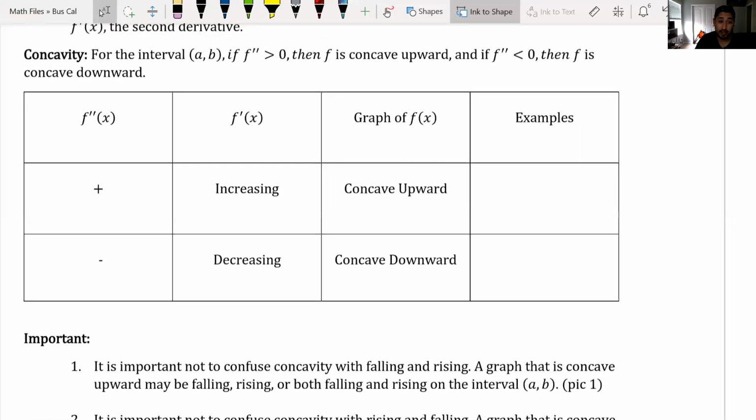If the second derivative is positive and the first derivative is increasing, this means the graph of the original function will be concave upward. Being concave upward looks like that. Second row, if the second derivative is negative, the first derivative is decreasing, which means the original function will be concave down. So this is concave down. Okay, so this is what we're going to be looking for when we make our sign charts. We're going to be looking for max and mins, we're going to be looking for concavity, and a bunch of other stuff, okay?